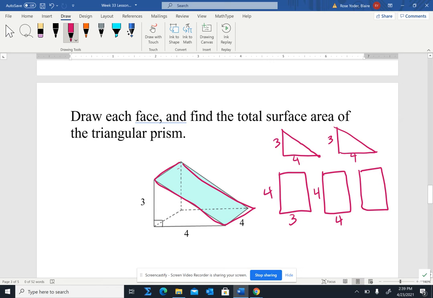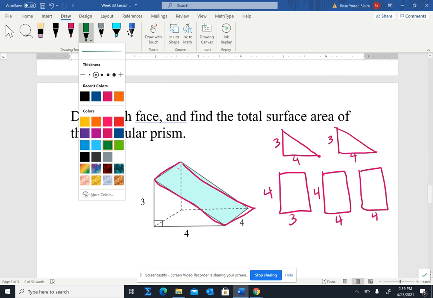So a lot of times for triangular prisms, you're going to have to do Pythagorean theorem either to find the dimensions of one of the rectangles or sometimes even to find the height of the triangle. This one's a right triangle, so we have the base and height, but we still need to do Pythagorean theorem to find that hypotenuse so that we know the other dimension for our rectangle.